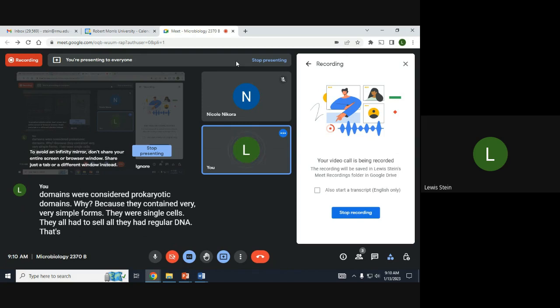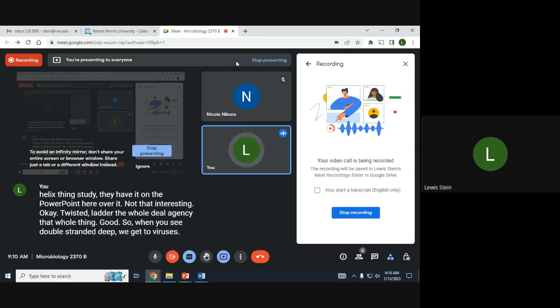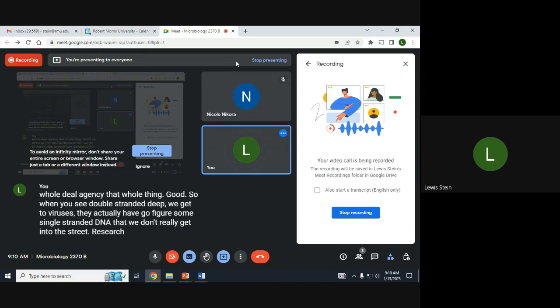The DS stands for double-stranded. Our DNA, your cells, my cells, bacteria cells, all the same. Double-stranded DNA, the old double helix thing. Not that interesting. Twisted ladder, the whole deal, A's and T's, G's and C's, that whole thing. When we get to viruses, they actually have, go figure, some single-stranded DNA, which we'll get into with more information.